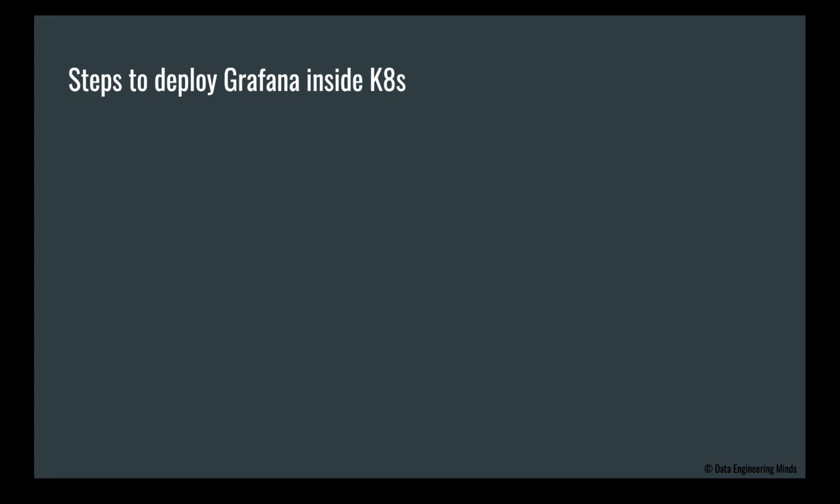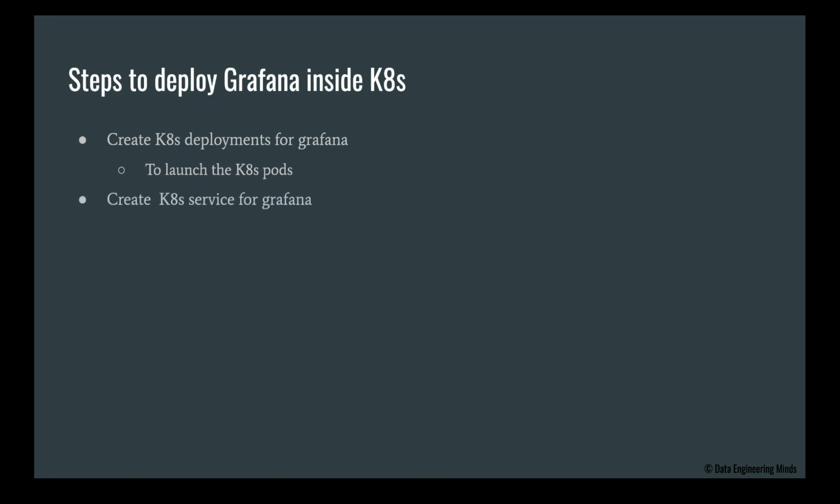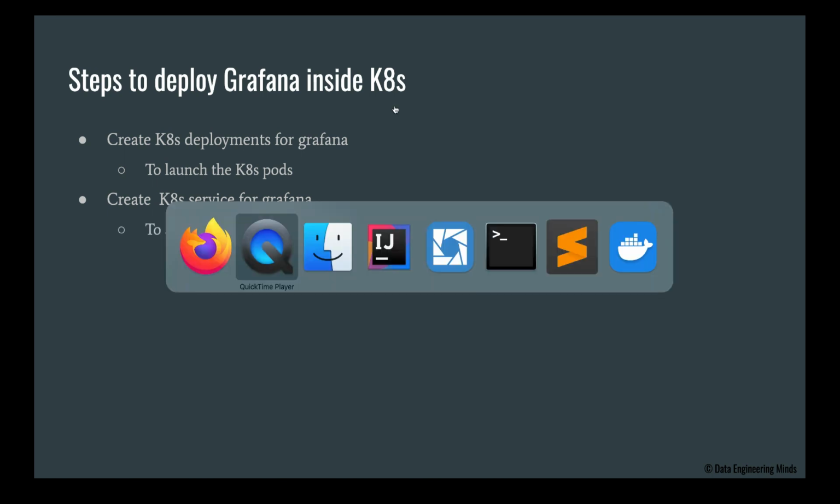This is fairly straightforward, just like how we did Prometheus earlier. So basically the first step would be to create a deployment for Grafana, just for launching the Grafana application inside Kubernetes. And next we have to create a service for Grafana to access the Grafana UI via the internet. It's very straightforward, so we can complete this very quickly.